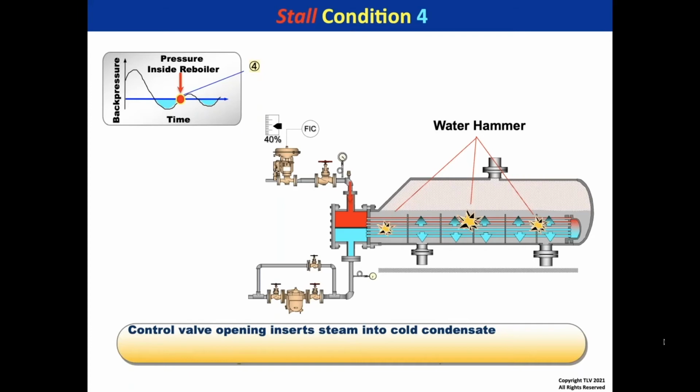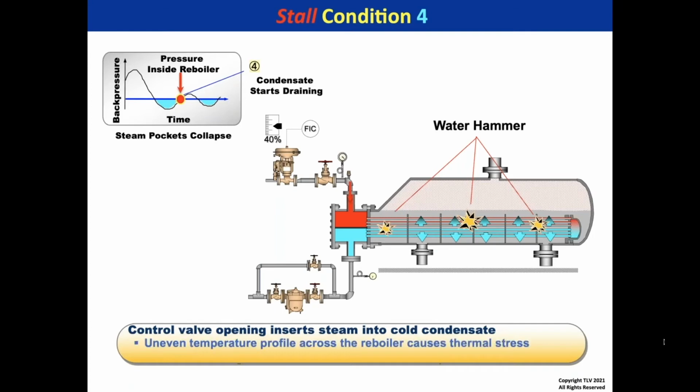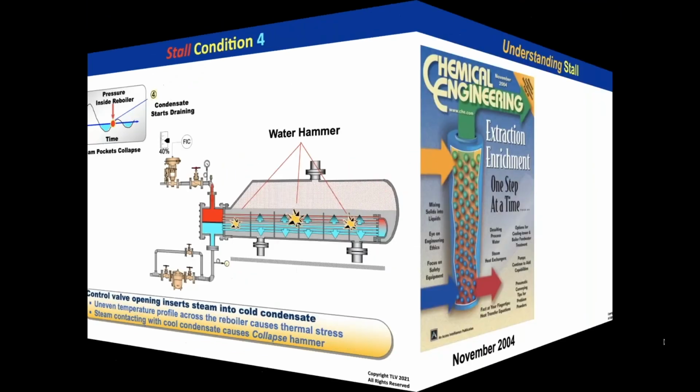But we're injecting steam all that time into the reboiler, and that's how you get collapse hammer that creates the thermal stress and the hydraulic shock that you see, which causes channel head leaks or channel head gasket leaks and damages tube bundles. So only when we get above that point will the condensate start draining. When those pockets collapse, it creates a lot of shock, and that's also the uneven temperature. Pushing that condensate level up and down causes thermal stress on the channel head gasket area. And of course, the steam contacting cold condensate causes collapse hammer.